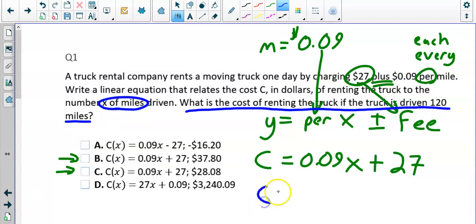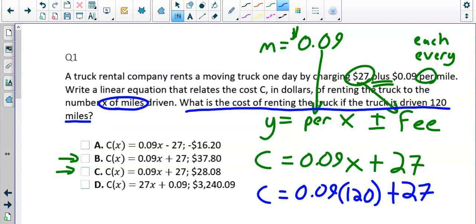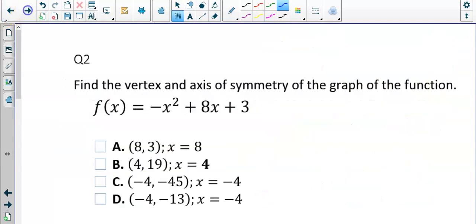So all we need to do now is plug in 120 for the x and let our calculator do the dancing. So we take 0.09 times 120, add 27, and what do we get? So that means the answer has to be that one right there. Go Beans? All right, moving on to question 2.